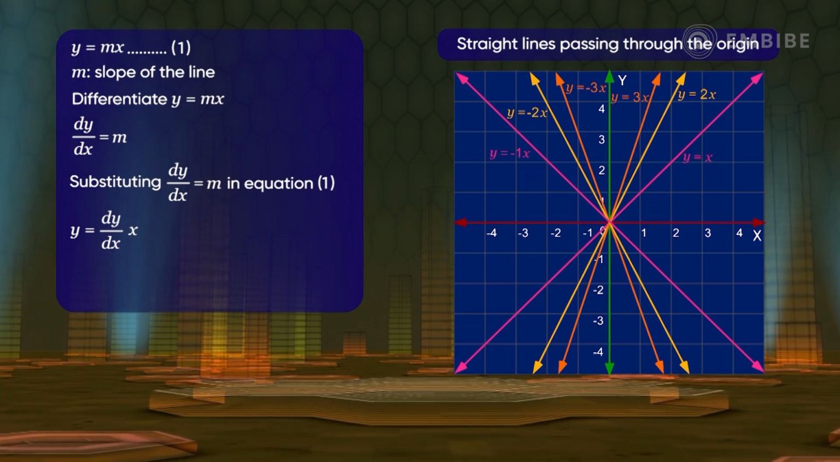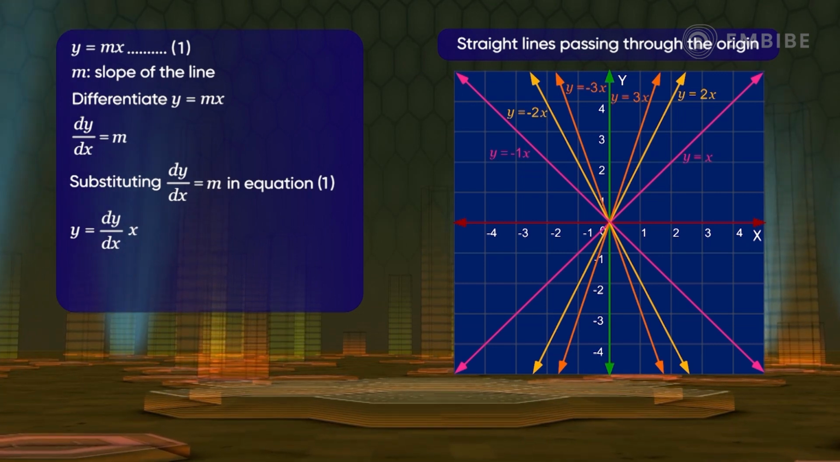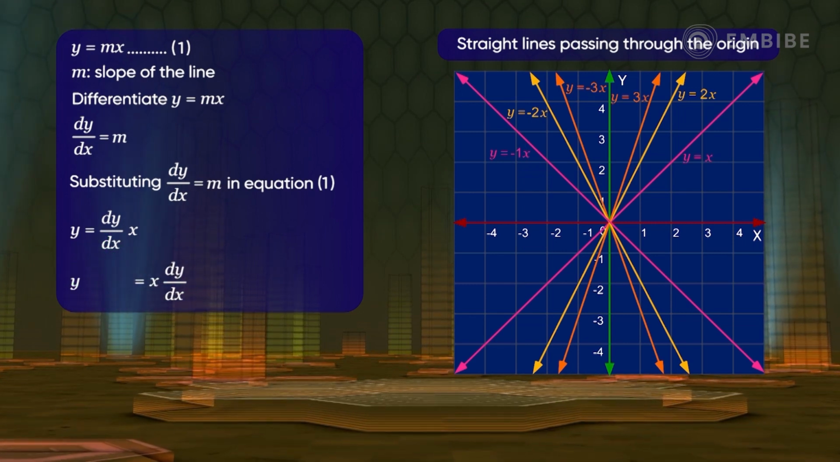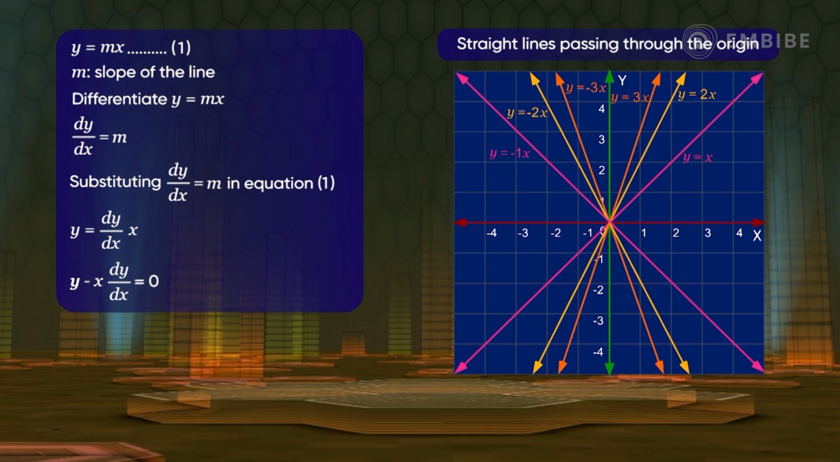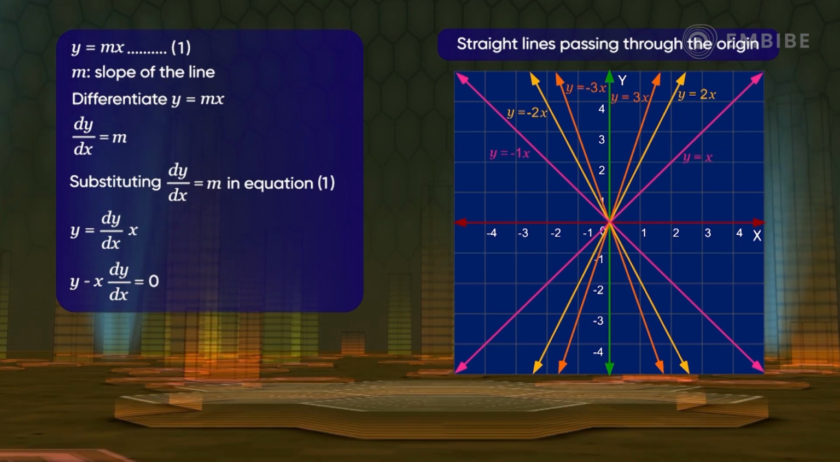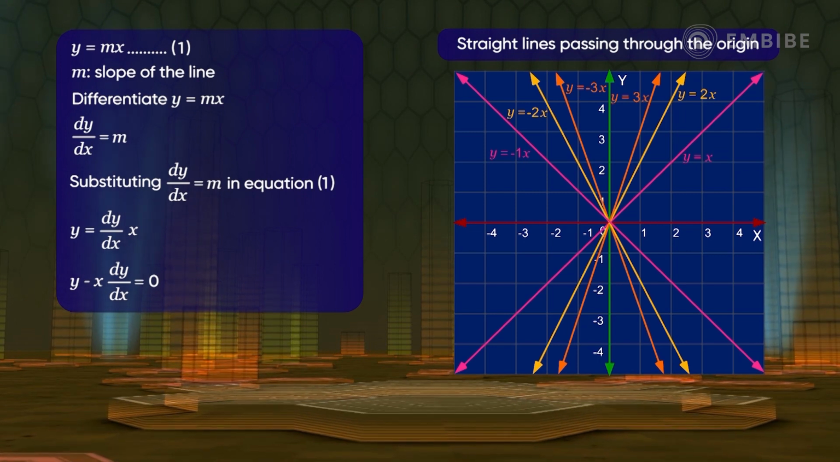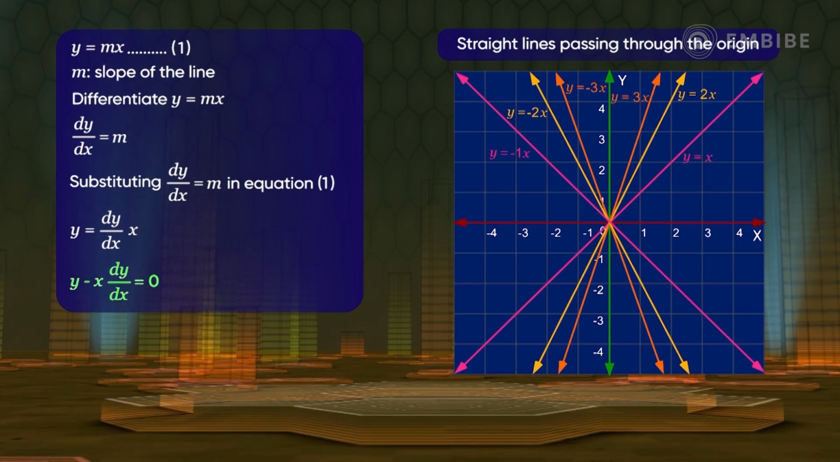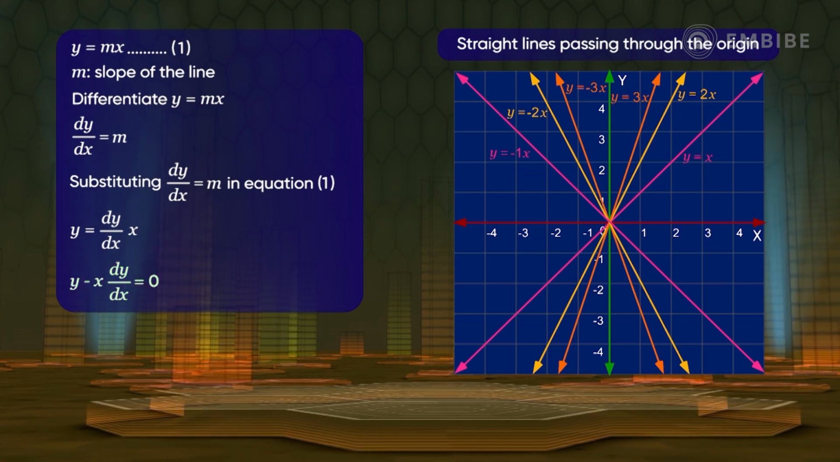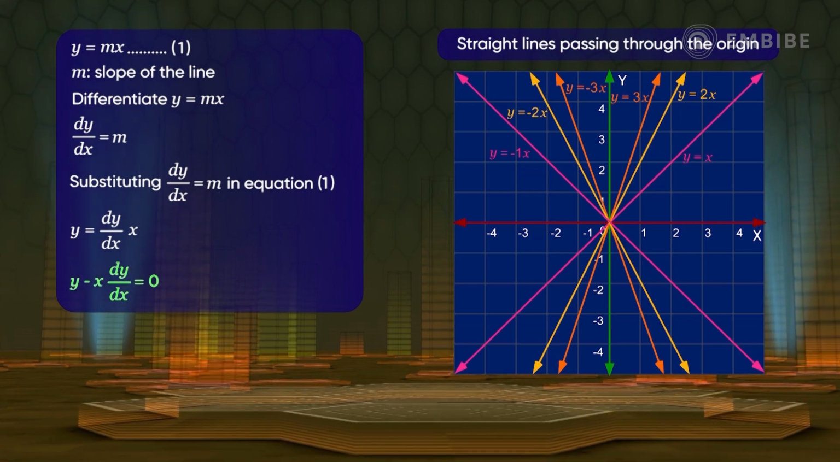That is, y is equal to dy by dx times x, or y minus x times dy by dx is equal to 0. Thus, we have a differential equation corresponding to the family of straight lines passing through the origin, free of arbitrary constants. Next, let's take a bit more advanced one.